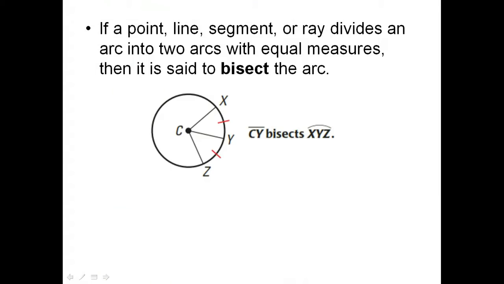If a point, line, segment, or ray divides an arc into two arcs with equal measures, then it's said to bisect the arc. So we're just going back to the definition of bisector. We've talked about angle bisectors and segment bisectors, so now we're talking about the bisector of an arc.